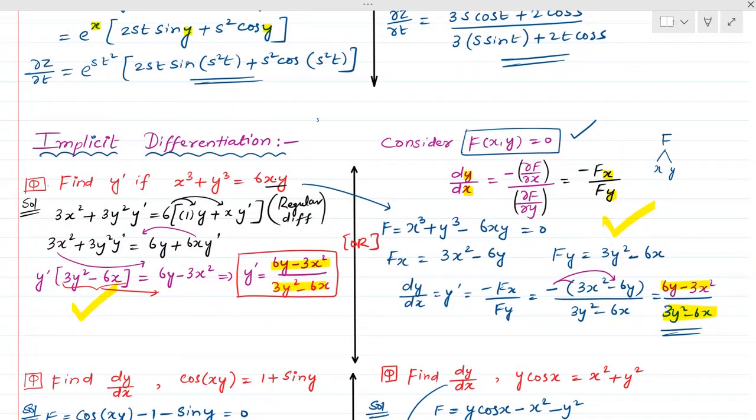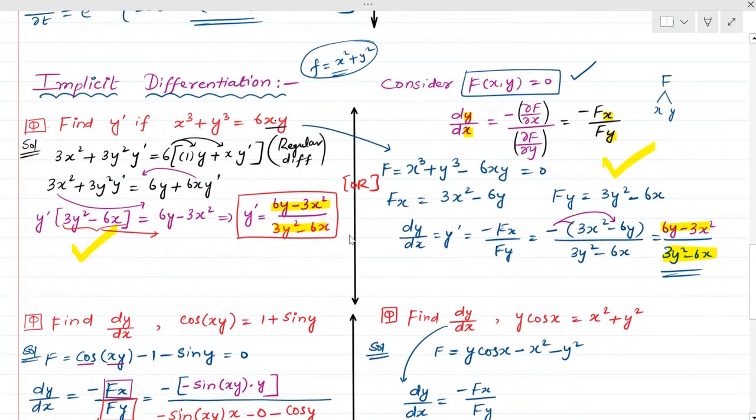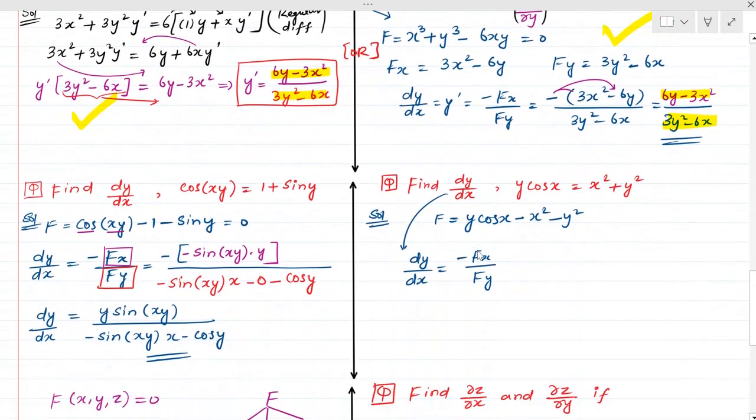Now if it is given like this, f equal x square plus y square, this is not implicit, this is explicit. So directly you can do it by fx, fy. But here there is no f equal. It is given in the implicit form. So you have to bring everything to the left side and make it a function.